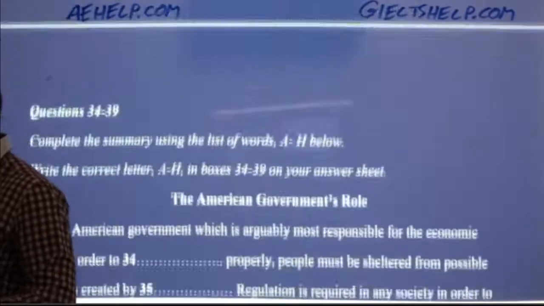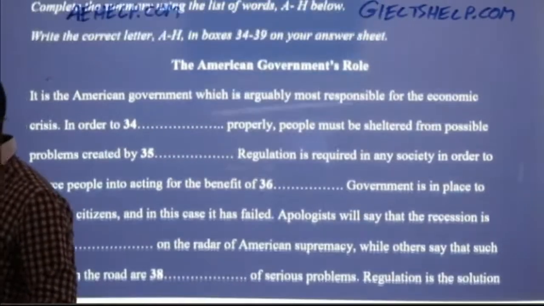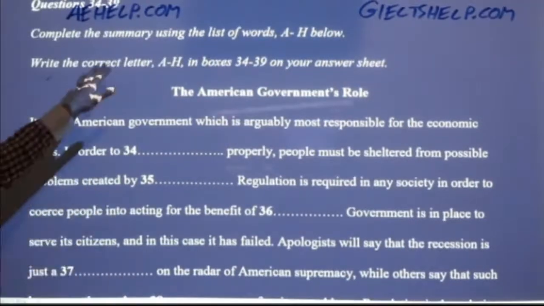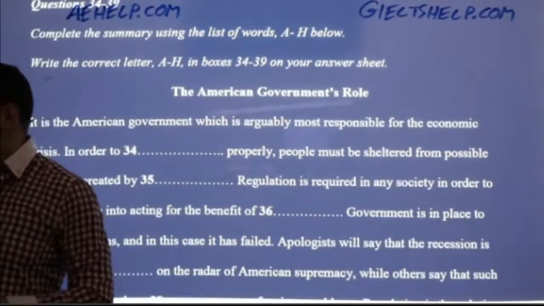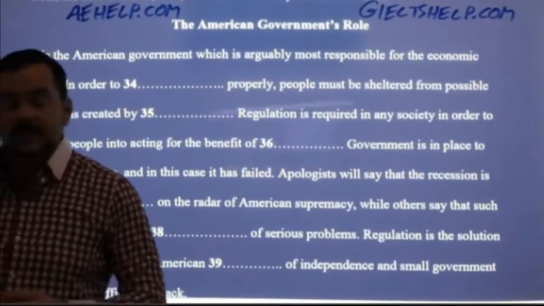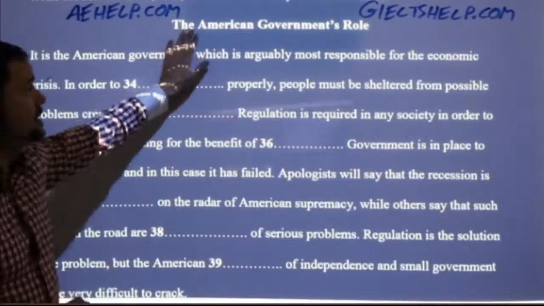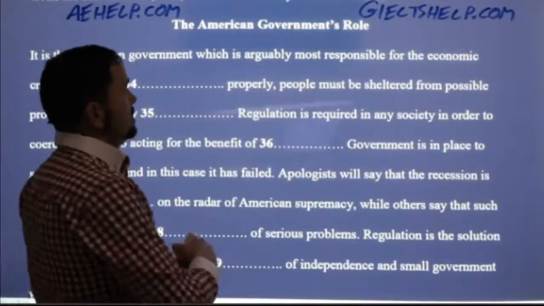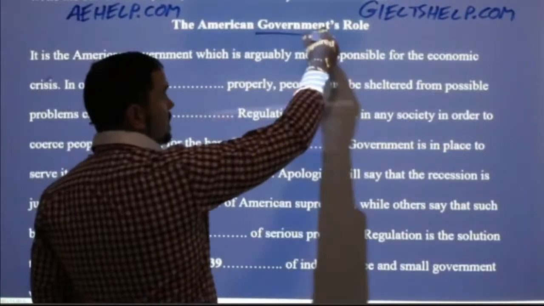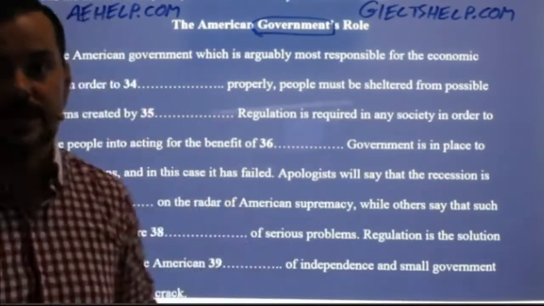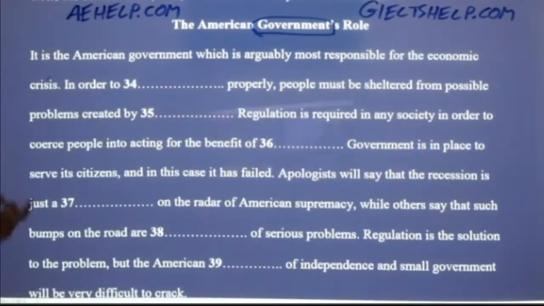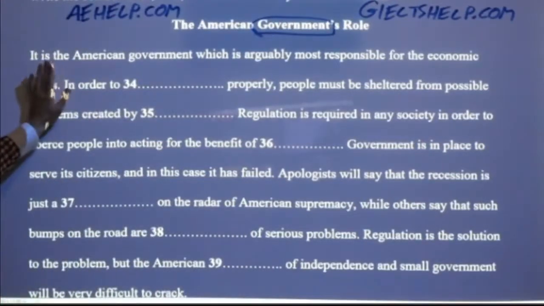Let's see if we have some more questions. Great. Here we have a summary using the list of words. I don't worry about the list of words, but I'm going to look at the summary because that's going to help me. The title of the summary is The American Government's Role. Okay, so I see something about banks and now something about governments. So banks and governments are going to be important here. All right. Okay, so I'm going to read this quickly. I'm not going to try to understand every word or pronounce every word. I'm just going to read it quickly.